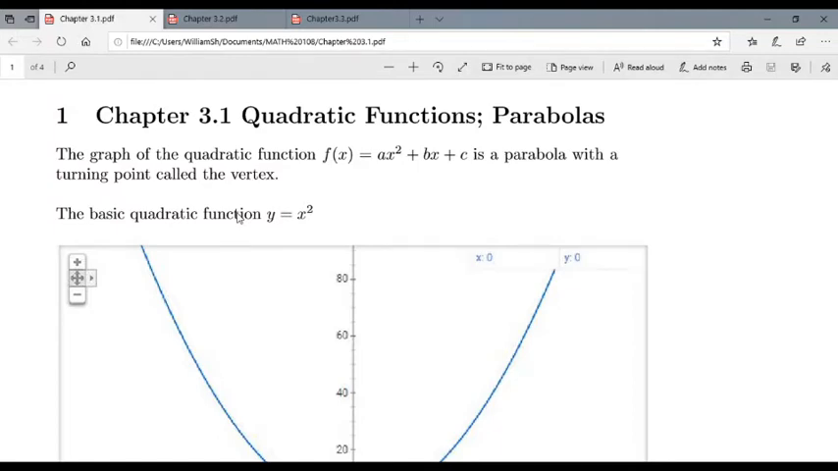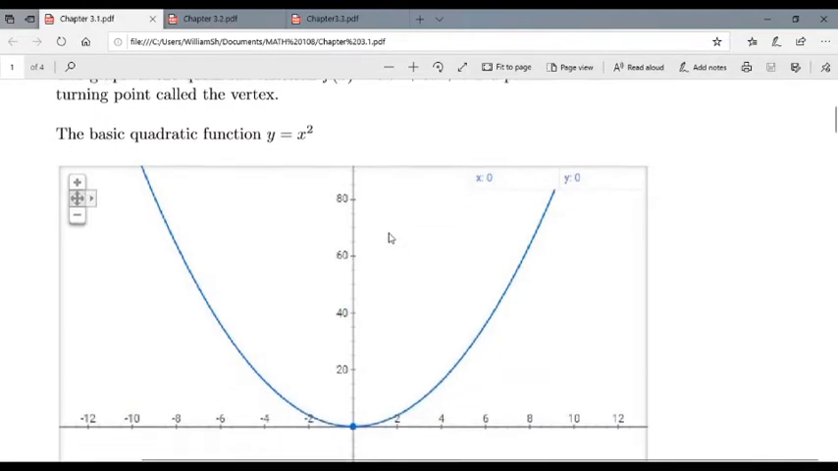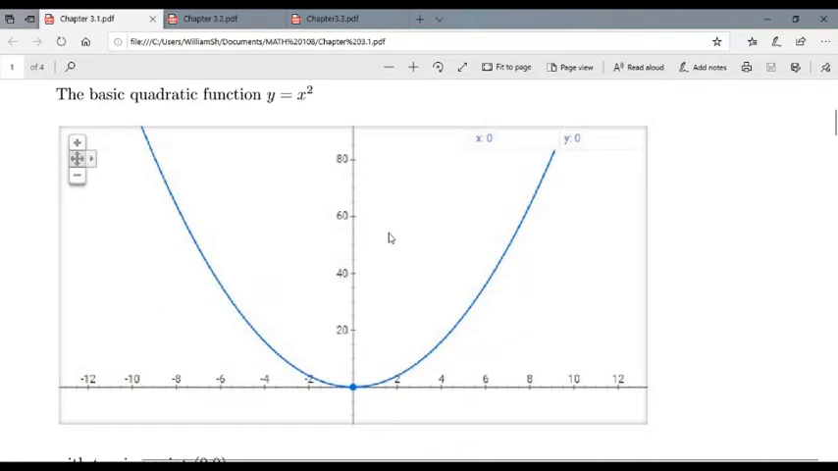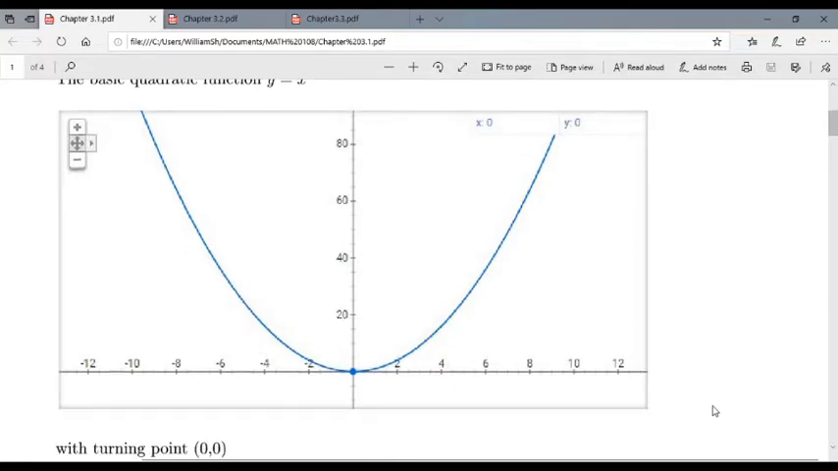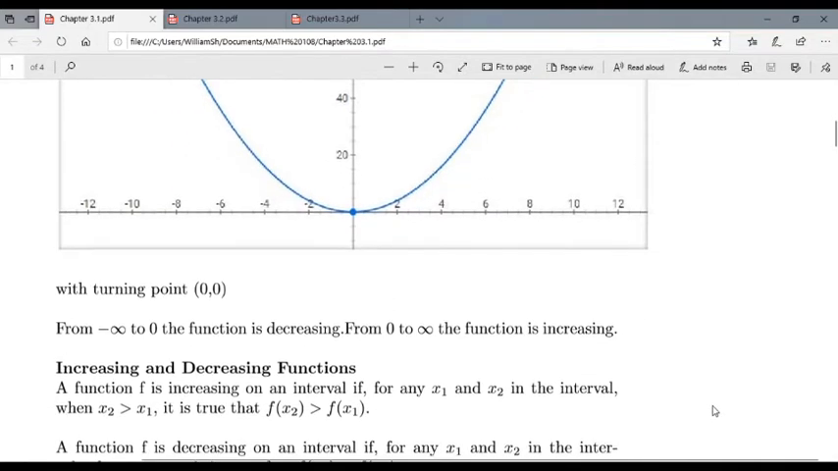The basic quadratic function y equals x squared. So this is a graph of y equals x squared. It hits the x-axis here at 0, hits the y-axis at 0 as well, so your minimum point here really is 0, 0. And then it just kind of goes up in both directions. So that's your basic quadratic function y equals x squared. It's got the turning point 0, 0, like I said.